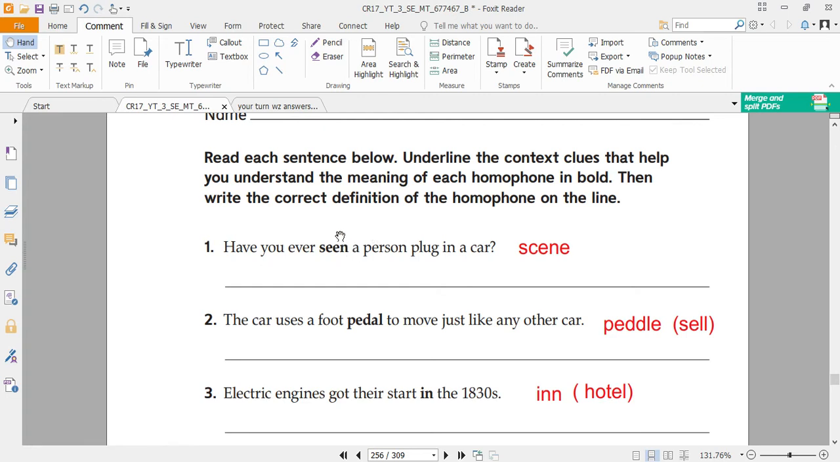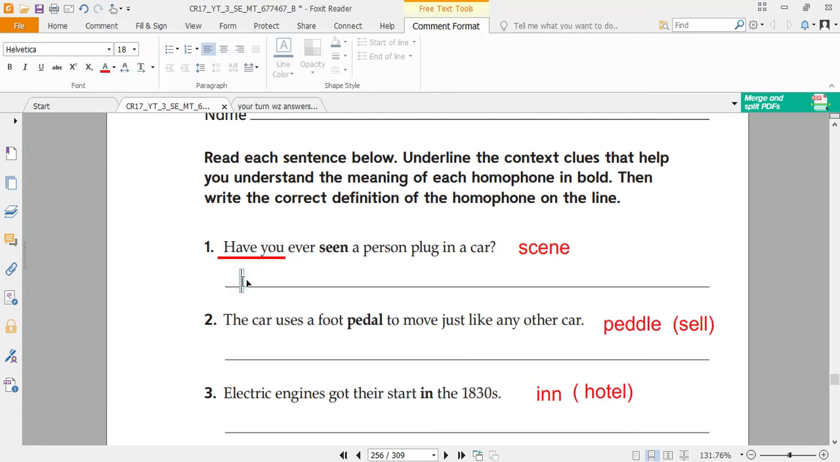Yes. So seen here is a verb, because here we have this question, have you. We have a helping verb, have. This means seen here is a verb. And what can we see? A person in the car. So seen here means looked with your eyes.